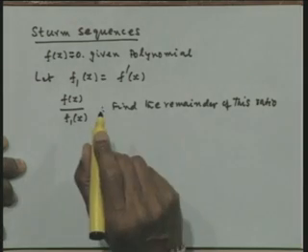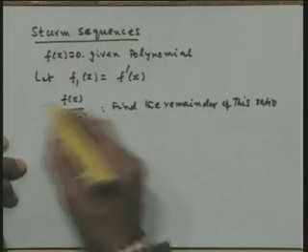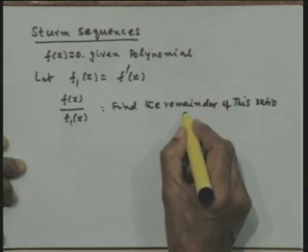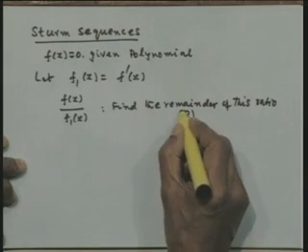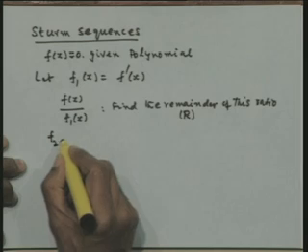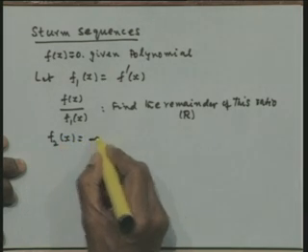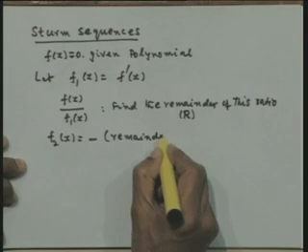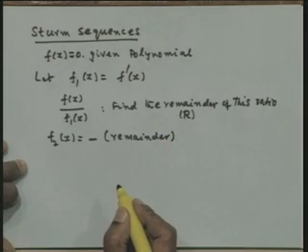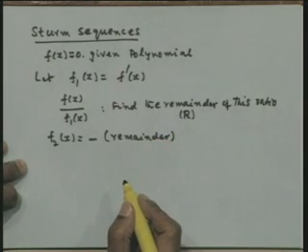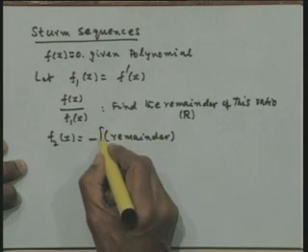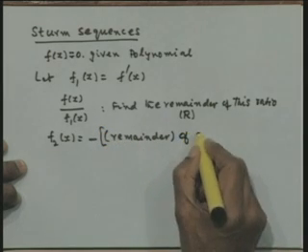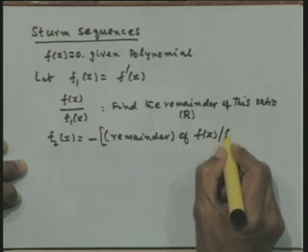Put an opposite sign to this remainder and call it f2(x). So let us call this remainder r. Then I will define f2(x) as minus this particular remainder, minus the remainder of f(x) upon f prime(x).